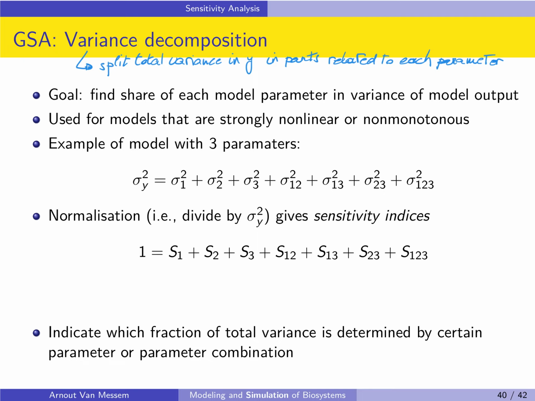If we take, for example, a model with 3 parameters, then we know that the total variance is the variance of the first parameter plus the variance of the second plus the variance of the third one, and then all the covariances or the interactions between the different parameters. It is exactly this decomposition of the variance which will allow us to take interactions or nonlinear responses into account. Next, we divide this formula by the variance of y, so basically we normalize this to obtain the sensitivity indices. Since 1 is equal to 100%, this means that the sensitivity indices will indicate which fraction of the total variance is determined by a certain parameter or a certain parameter combination.